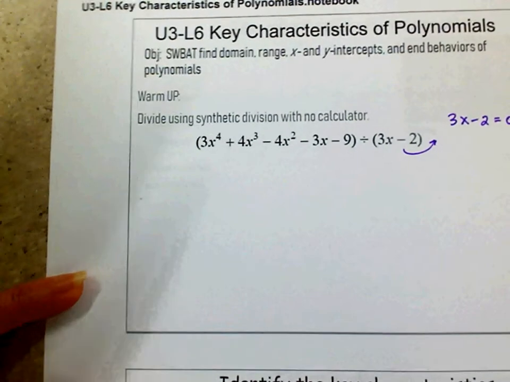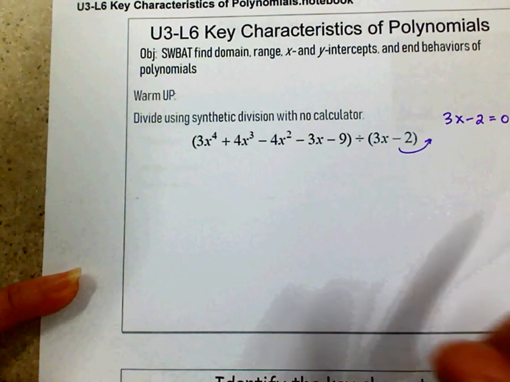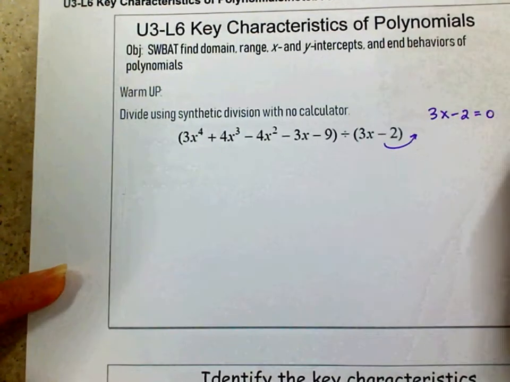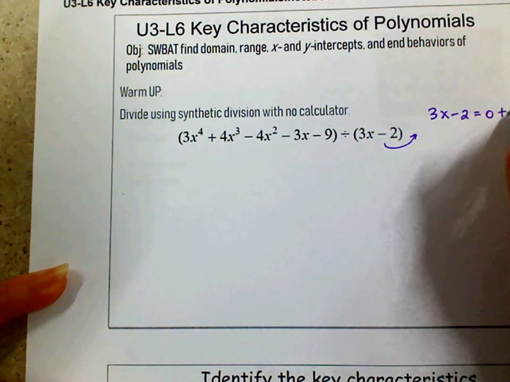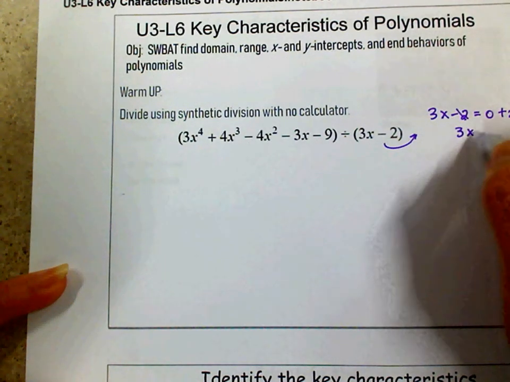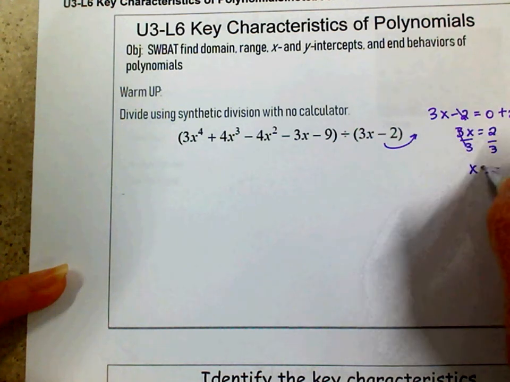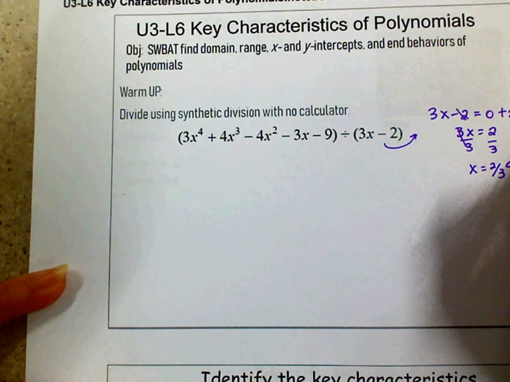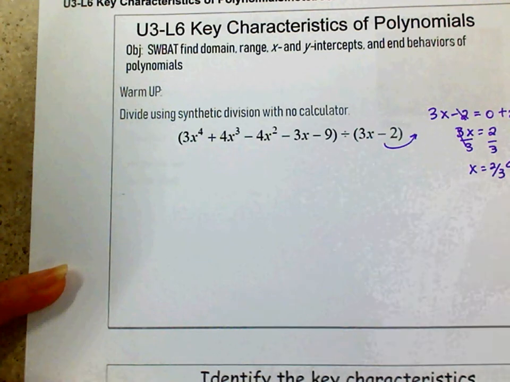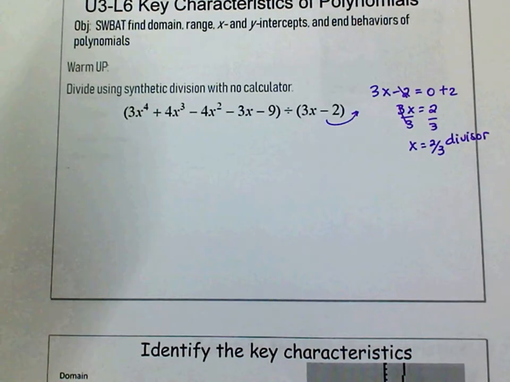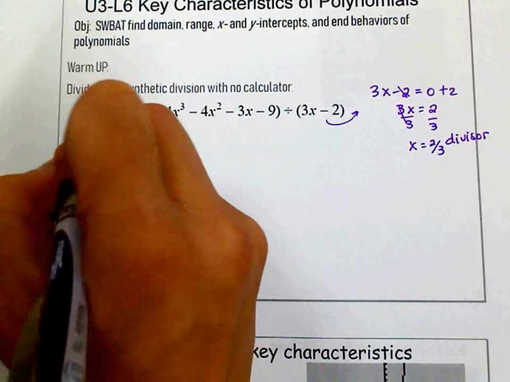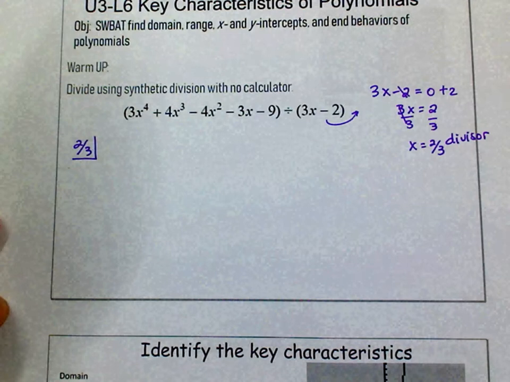Okay? You will have a test coming up after this lesson and one more. So, solve, you're going to add 2 to both sides, cancels out, so you got 3x is equal to 2. Divide both sides by 3, so x is equal to 2/3. This is your divisor. That's going to be your divisor. Okay? All right, so we're going to come over here and use our paper and do 2/3.